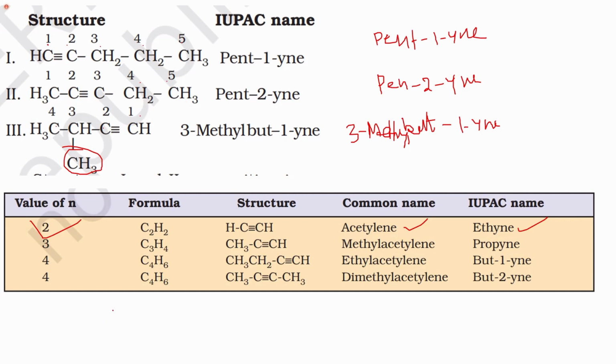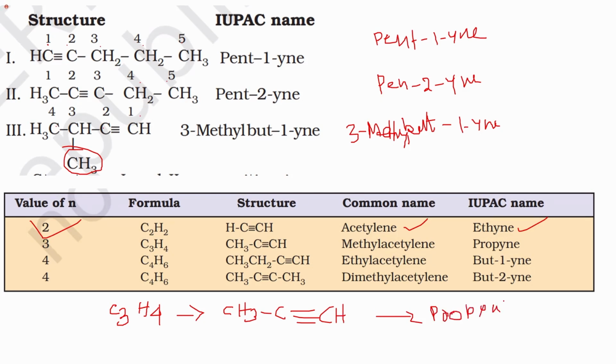Now if the value is 3, then it is C3H4. C3H4 is 1-propyne, that is CH3 C triple bond CH. That is called methyl acetylene, and the IUPAC name is the propyne molecule.